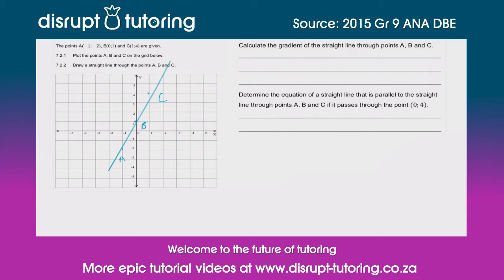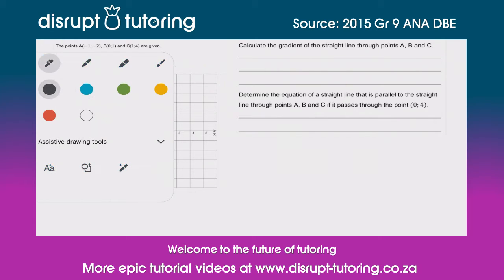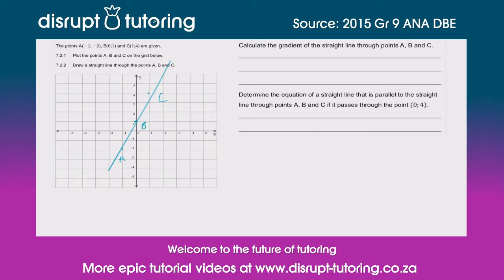So our formula for gradient, and I'm going to change the color pen to black. Our formula for gradient, okay? So we're going to say the gradient of ABC, but I'm going to use AB because it's on the same line, is going to be y2 minus y1 over x2 minus x1. And we need to use the coordinates of AB here, okay? So we're using the coordinates of AB.